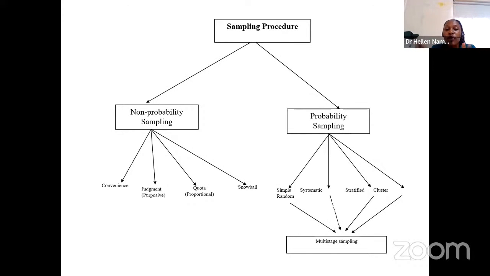And by the end of the day, when you look at probability sampling procedures, they all merge into what we call a multistage sampling procedure. They're all compositions within multiple stages. But we are going to go into details of what each means and where it can be applied.